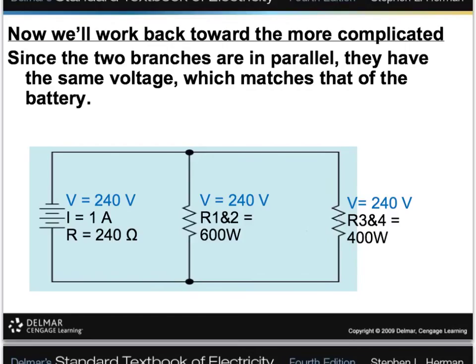Okay, so now we're working in reverse. We're going to go from the simplified circuit to the more complex circuit. We know that the current going from here is 1 amp. And then when it gets to this spot here, it's going to split. So some of it's going to go this way, and some of it is going to go this way. But these two here are in parallel with each other. Since they're in parallel with each other, the voltages are the same. So if the battery is 240 volts, this is 240 volts, and this is 240 volts.